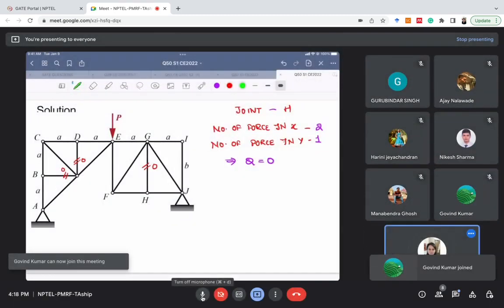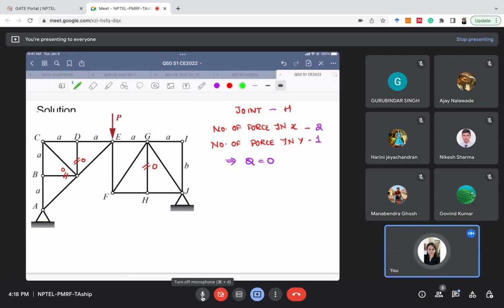What other joint can we choose which has a maximum of 3 members? Can you suggest which joint I should analyze now? Joint number C. Okay, we can analyze joint number C, but after some time, because it has many members. I'll analyze joint number C after some time. Any other joint?